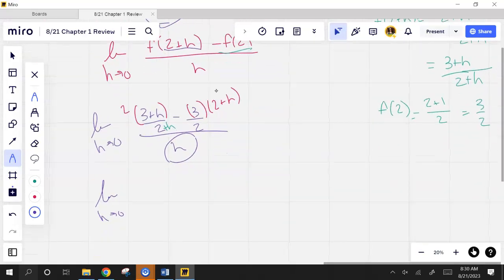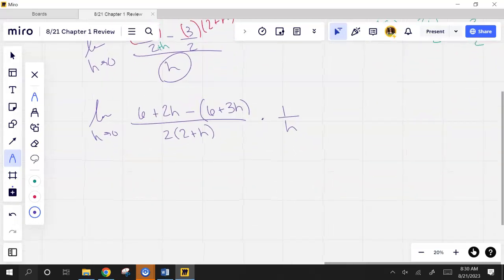So up top, I have 6 plus 2h minus, is that right? Oh, plus 3h, over 2 times 2 plus h. So what y'all got? Yes, Miss McGee, that's what we have.